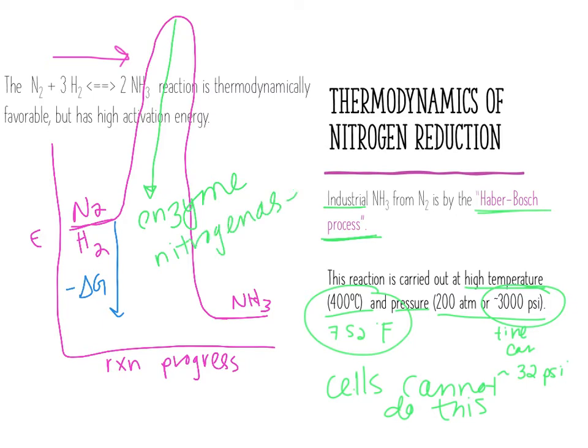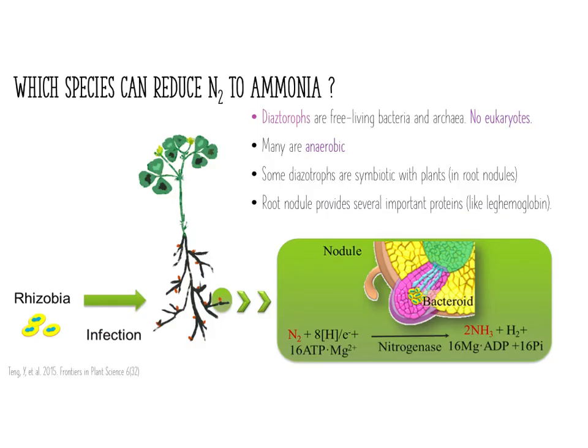And it has two main subunits to it, but overall it's called the nitrogenase. The nitrogenase doesn't live in all species. It only lives in species that are categorized as diazotrophs. Flashcard time. And diazotrophs can be either bacteria or archaea.